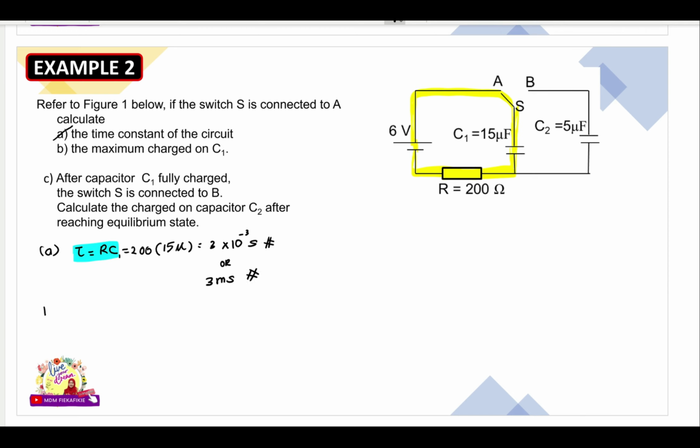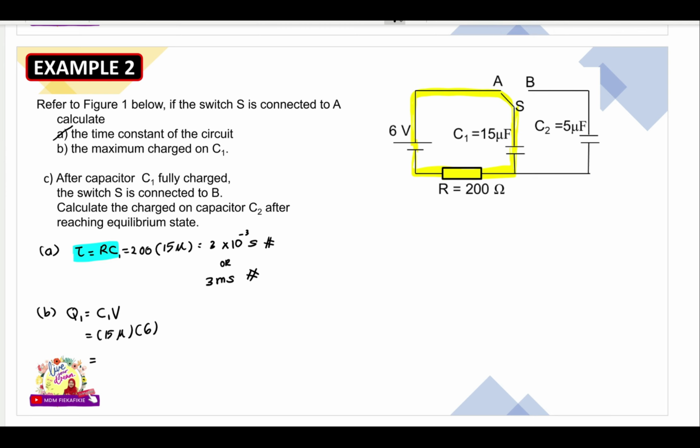Alright, and then B, calculate the maximum charge on C1. So we can find what is the maximum charge that can be stored by capacitor 1. We can use this equation, C1 times V, and we have C1 15 micro, where V is equal to 6. So 15 times 6. Okay, so kita akan dapat berapa tu?